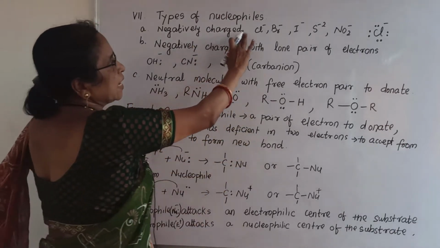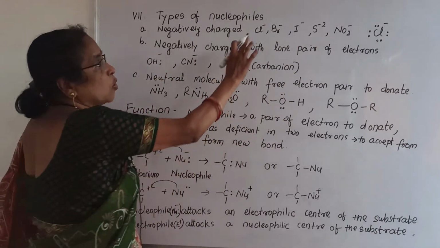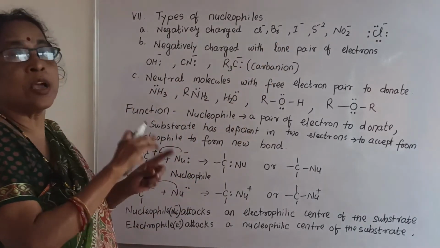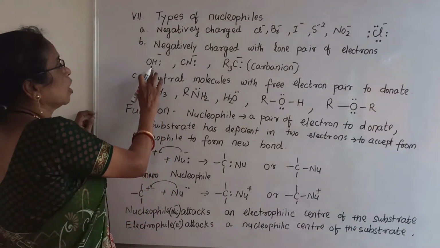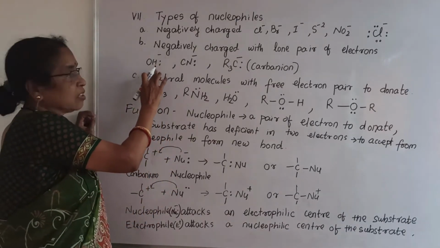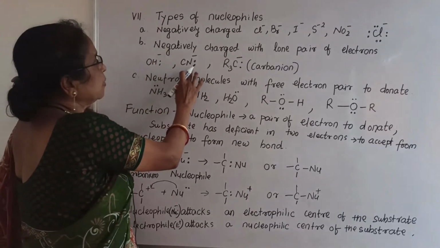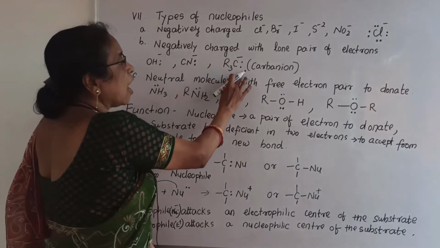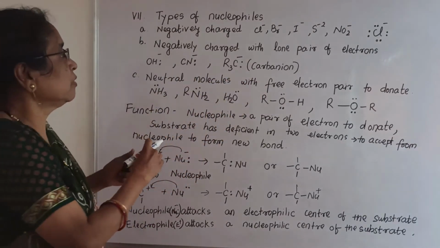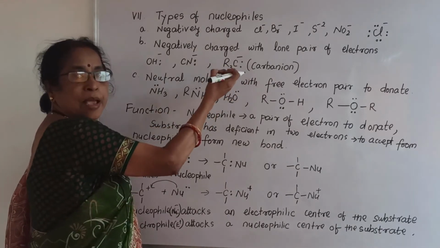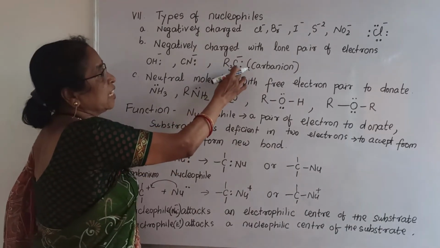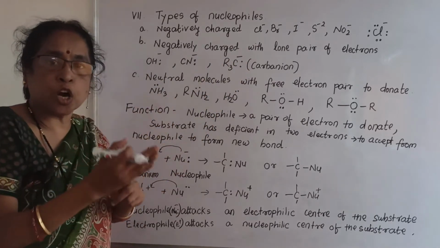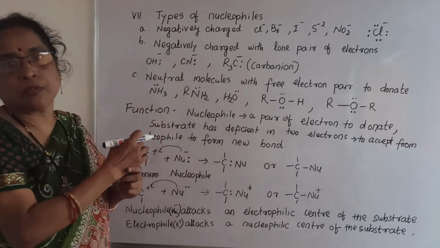So, it indicates no share of electrons, only a minus sign. The second type is negatively charged with a lone pair of electrons. Now see, OH, the hydroxide ion, has a pair of electrons. Similarly, CN minus has a pair of electrons, that is the cyanide ion. And now the carbanion, where carbon has a pair of electrons and a minus sign. This is a negative charge and also one pair of electrons.